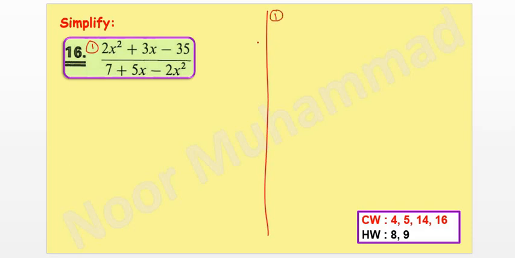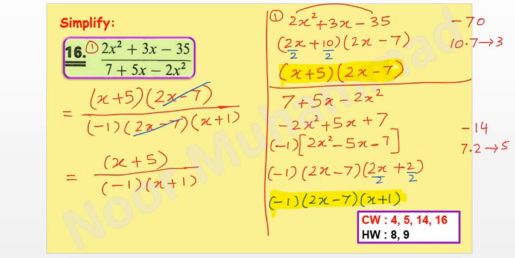Okay, better pause the video here, factorize number 1 and number 2, and then play the video to see how we can do the next steps. So here is the answer for this question. As you can clearly see, I factorized the numerator here because 35 times 2 was 70. So I got the pair of factors. 10 times 7 is 70. And if I subtract it, I'm getting the middle term 3.